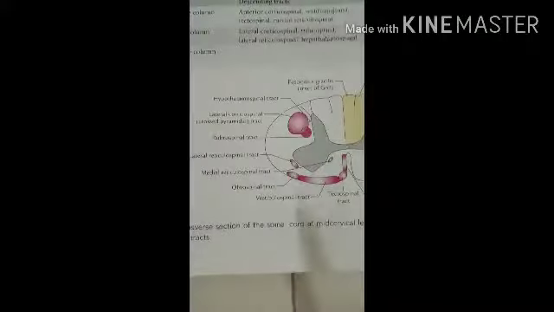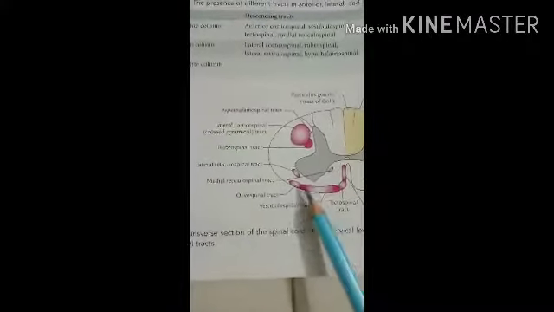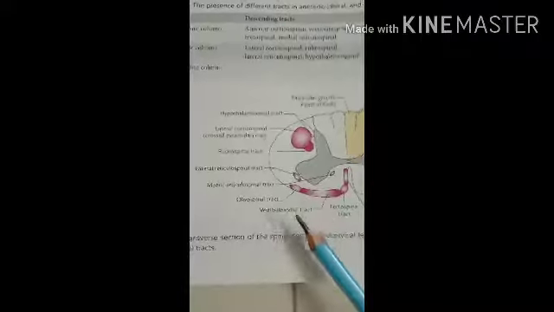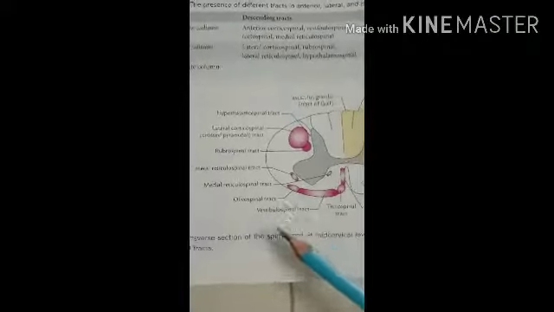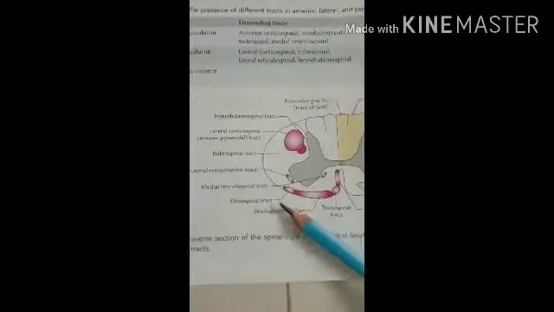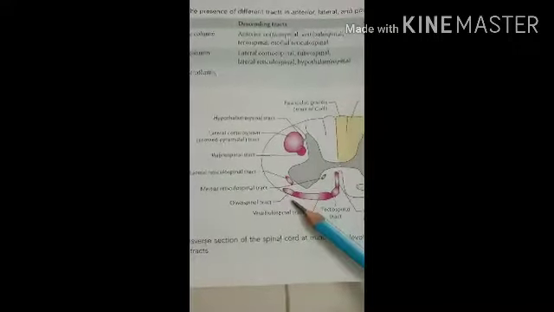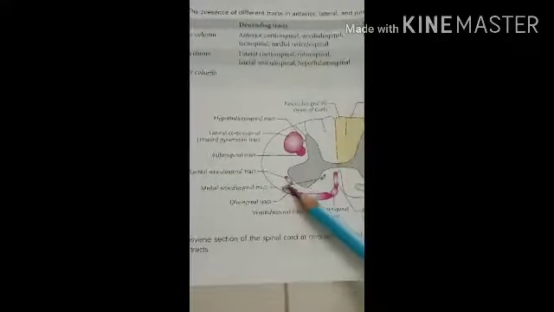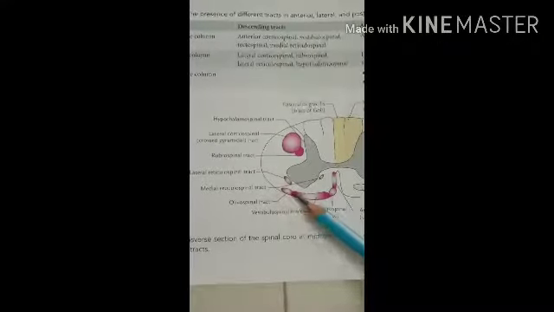Then the olivospinal tract. It originates from the inferior olivary nucleus in the medulla oblongata. Then it descends into the spinal cord and lies in the anterolateral column of the white matter.